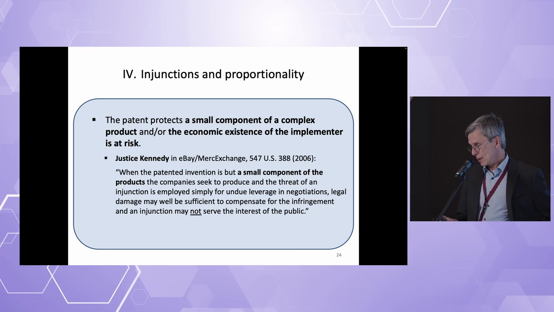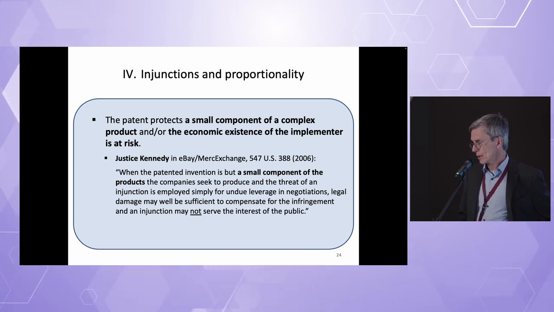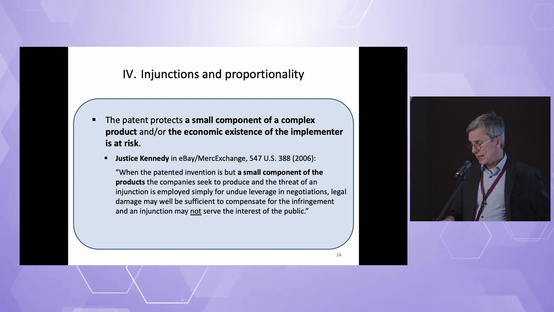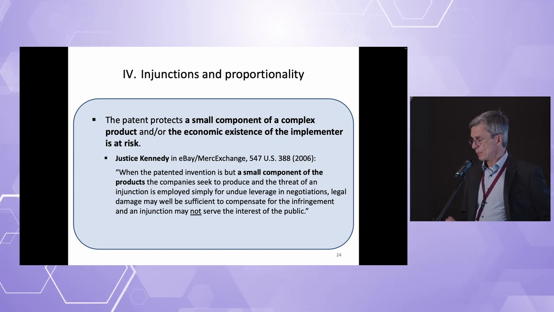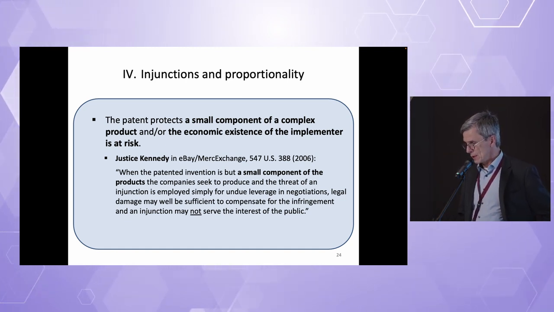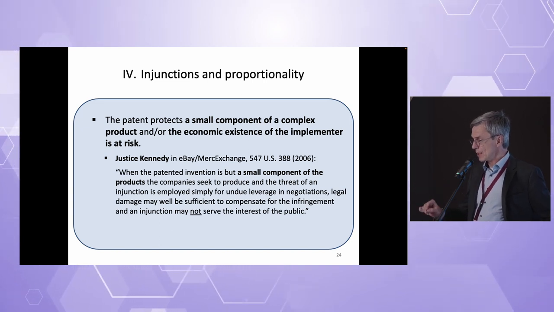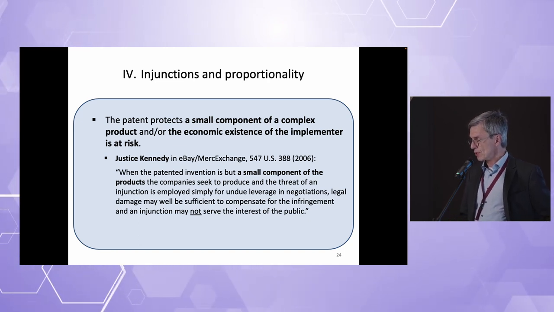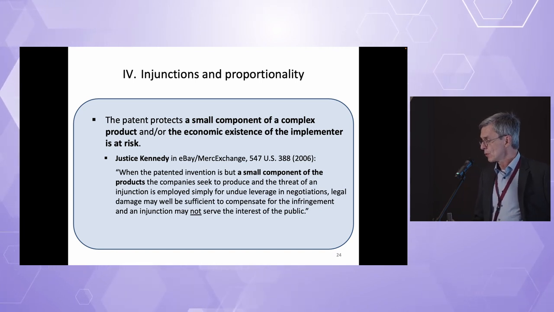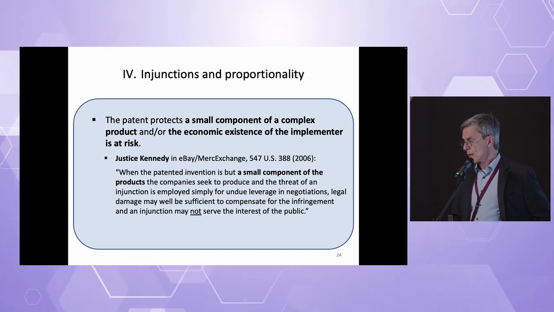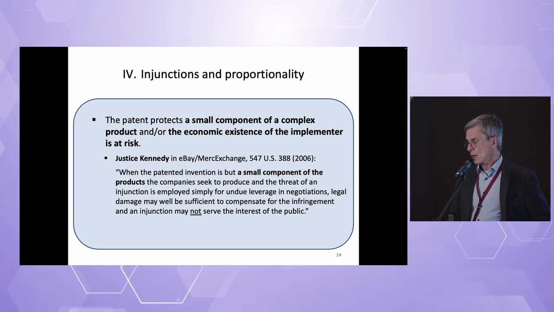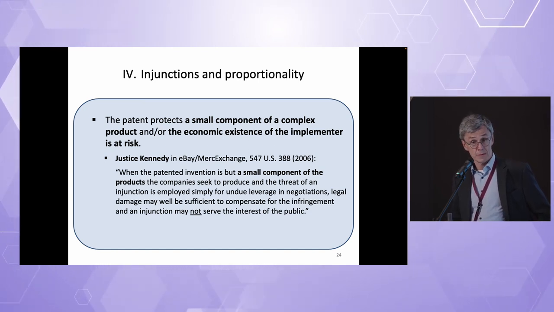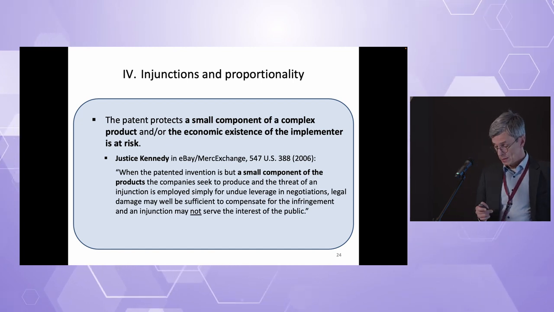And this is based, and now I'm back to the eBay Merck decision from the US Supreme Court. It was Justice Kennedy from that court from whom you have this citation: when the patented invention is but a small component of the products the companies seek to produce, and the threat of an injunction is employed simply for undue leverage in negotiations, legal damages may well be sufficient to compensate for the infringement, and an injunction may not serve the interest of the public. European courts would not go that far. They would be much more reluctant.